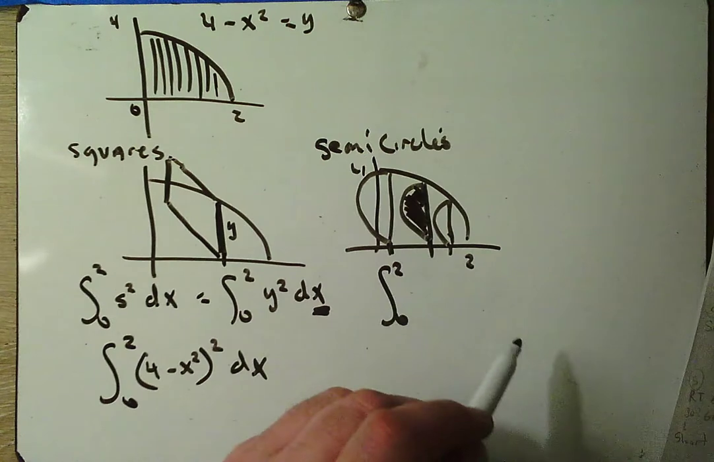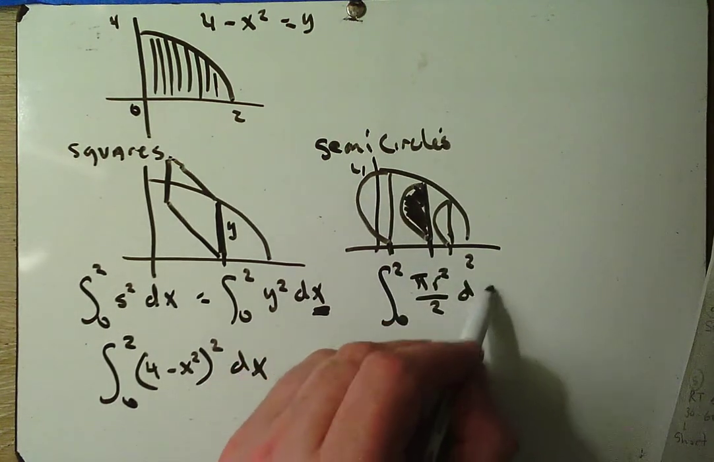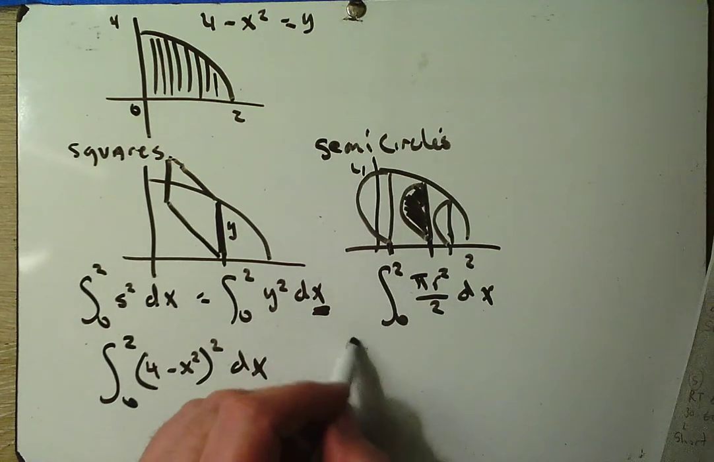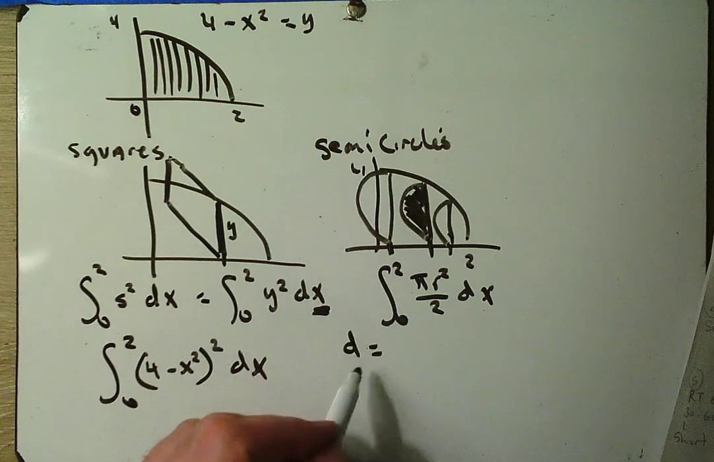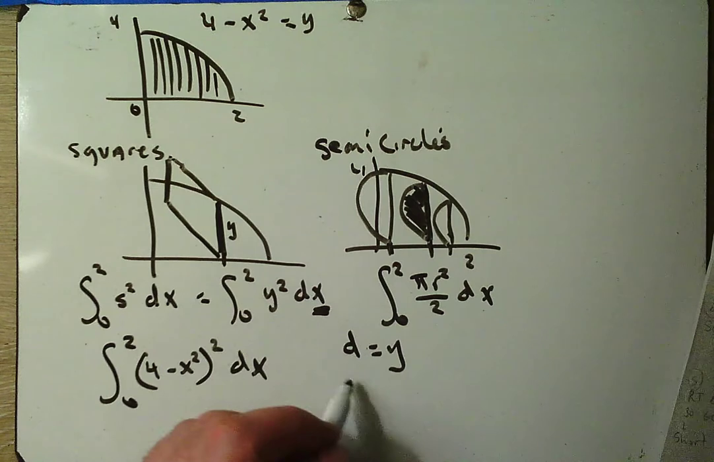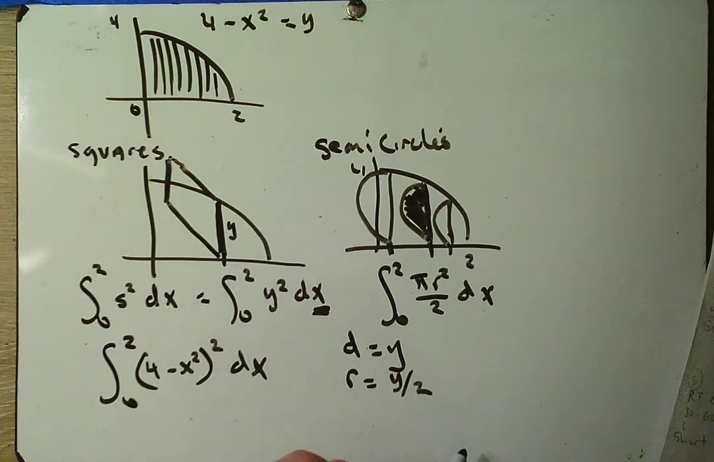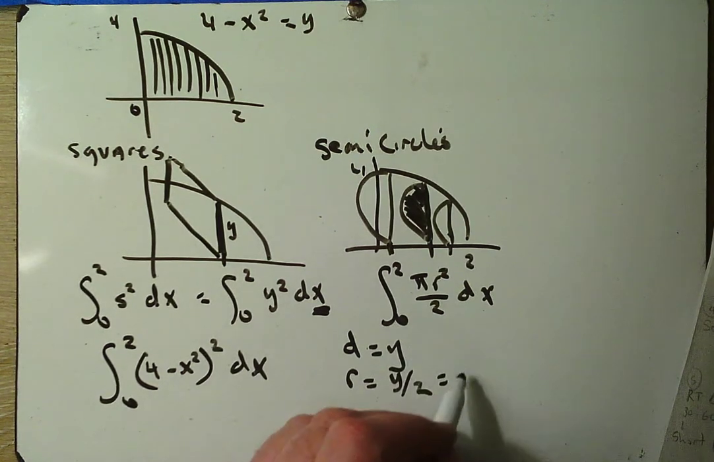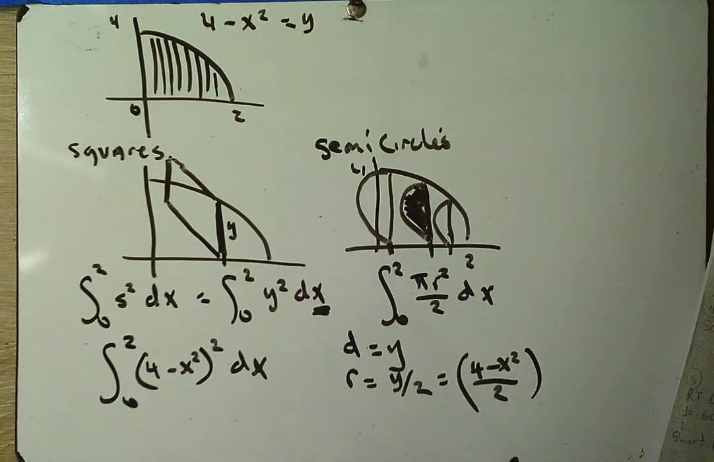Well, these are semicircles, and so we want pi r squared divided by 2 dx. So what's our radius in this picture? Well, I know that the diameter in the picture is my y value. And radius is diameter divided by 2. So radius must be y over 2. And our y value, remember, was 4 minus x squared. So that's the radius. That's what I'm plugging in there.